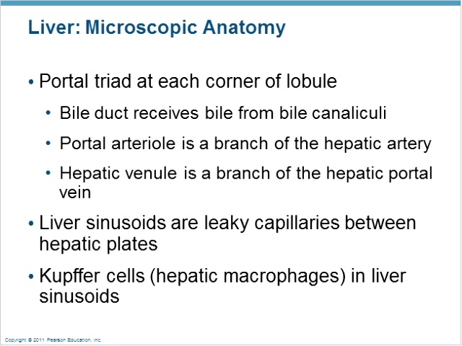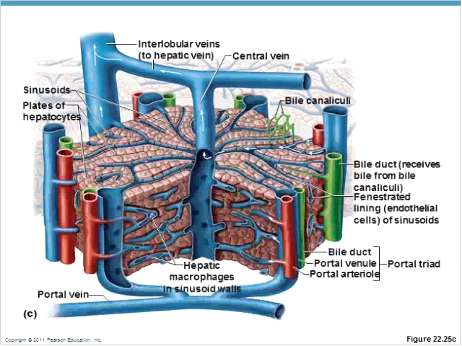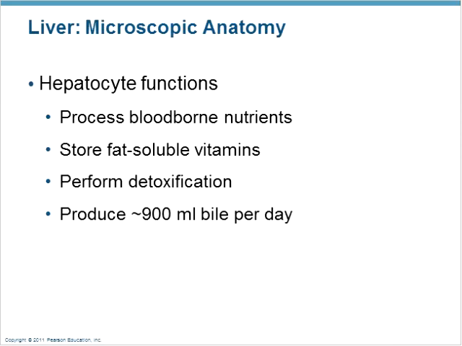The portal triad at each corner of the lobule is the bile duct, which receives bile from the bile canaliculi, and the portal arteriole is a branch of the hepatic artery. The hepatic venule is a branch of the hepatic portal vein. There are liver sinusoids, which are leaky capillaries between the hepatic plates, and the Kupffer cells, hepatic macrophages in the liver, which help to phagocytize foreign material in the liver proper. And this takes us through that process, this artery rendition.